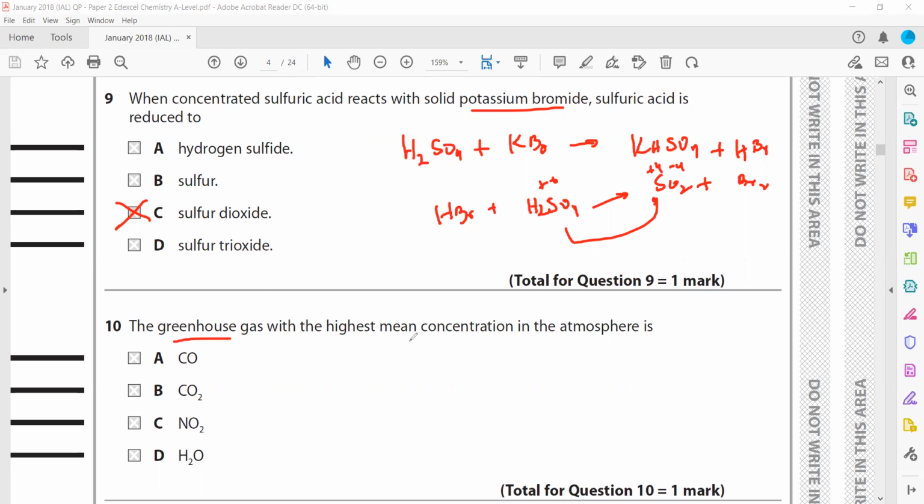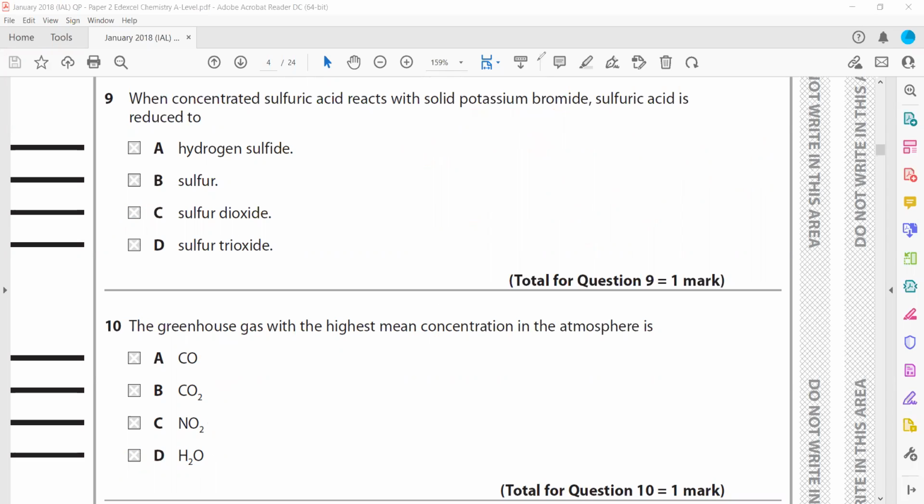The greenhouse gas with the highest mean concentration in the atmosphere. To be a greenhouse gas, the bond should be polar. So actually that is water, H2O. Carbon dioxide is a greenhouse gas, water is a greenhouse gas, methane is a greenhouse gas. So we are not left with any other options. It is either carbon dioxide or water, but the percentage of water is more in the atmosphere as compared to carbon dioxide. And they're asking for the highest mean concentration. So the percentage of water vapor in the atmosphere is more as compared to carbon dioxide.